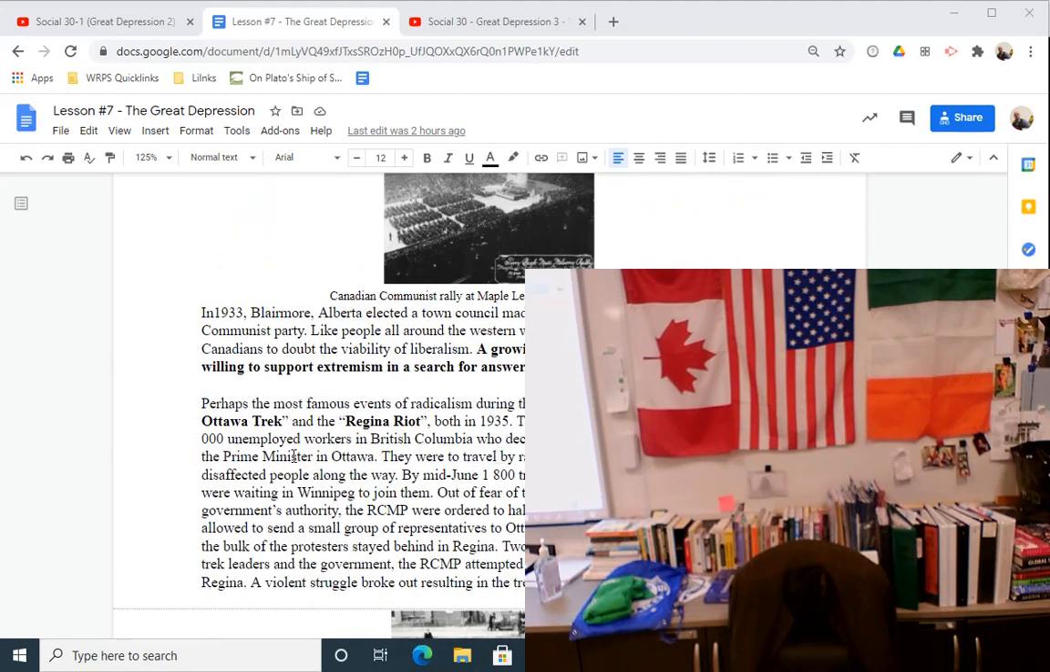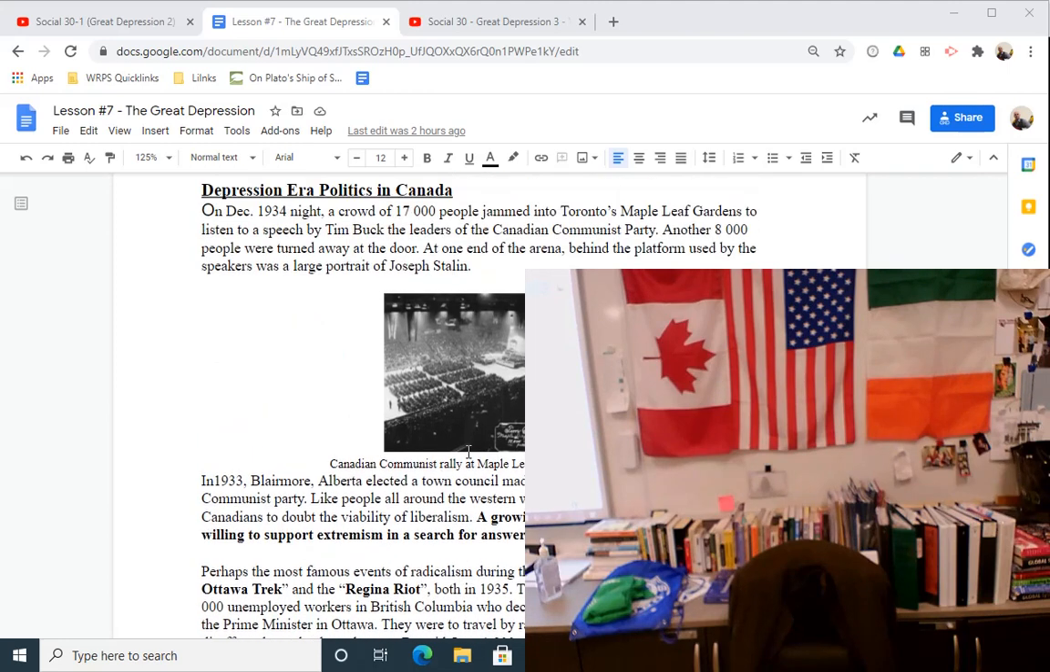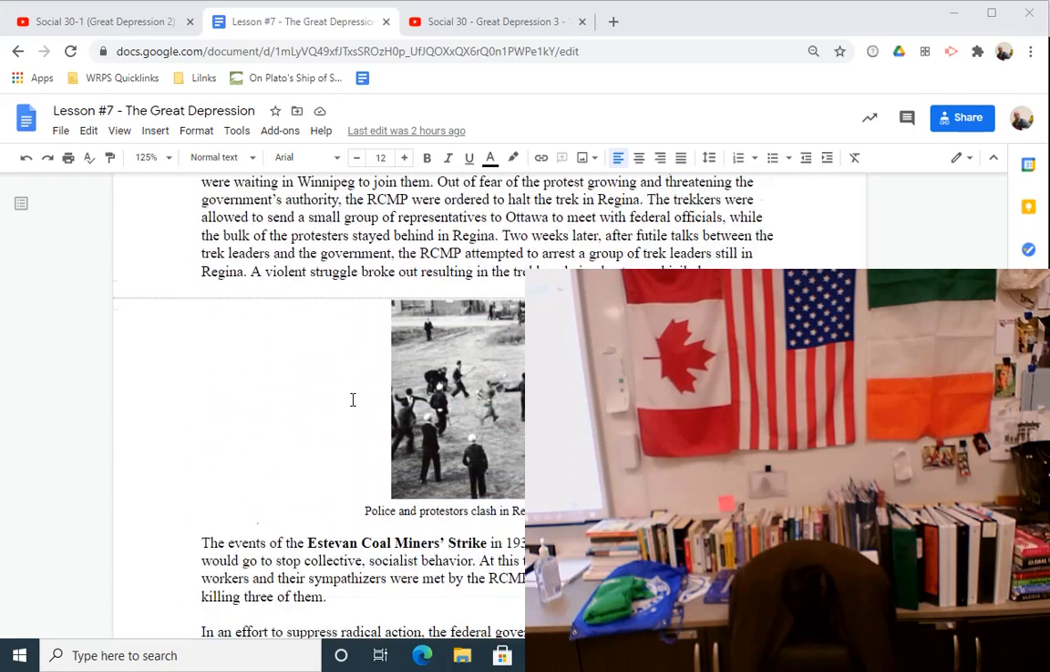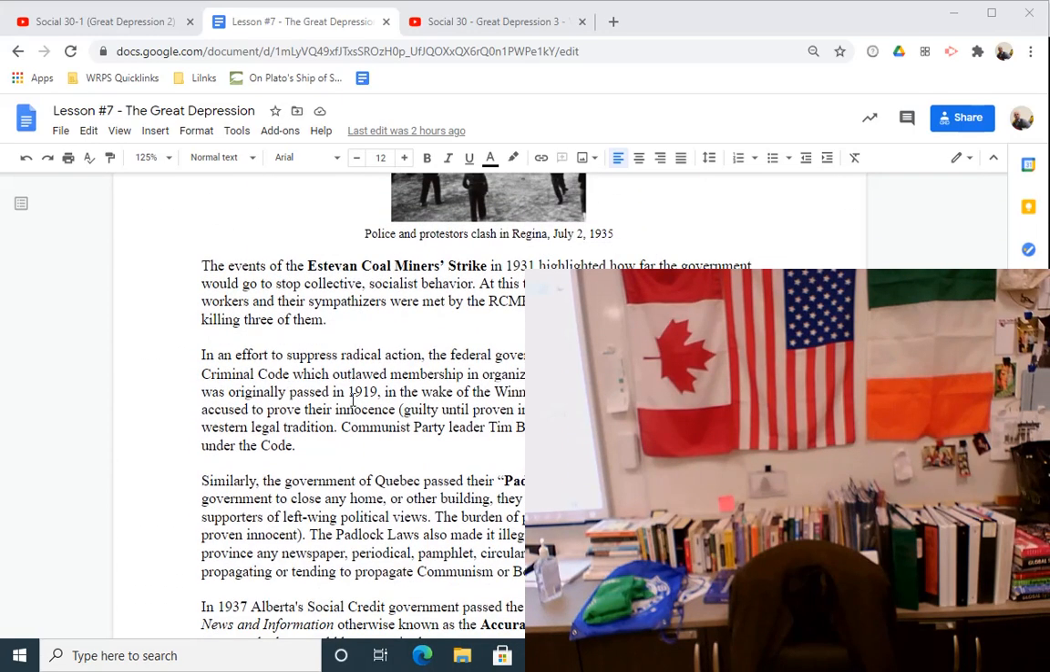When you take the Winnipeg General Strike of 1919 and the Estevan coal miner strike of 1931, you take in the Ottawa trek, the Regina Riot, the fact that communists are being elected in Blairmore, the fact that thousands are coming out to listen to Tim Buck speak about communism as the solution to their problems, this in and of itself should be enough to convince you that Canadians were looking for a new relationship with their government. They wanted liberalism to evolve from classic, hands-off, to modern, hands-on. Some mix of socialism. We needed relief, recovery, and reform, like what was being delivered in FDR's America.